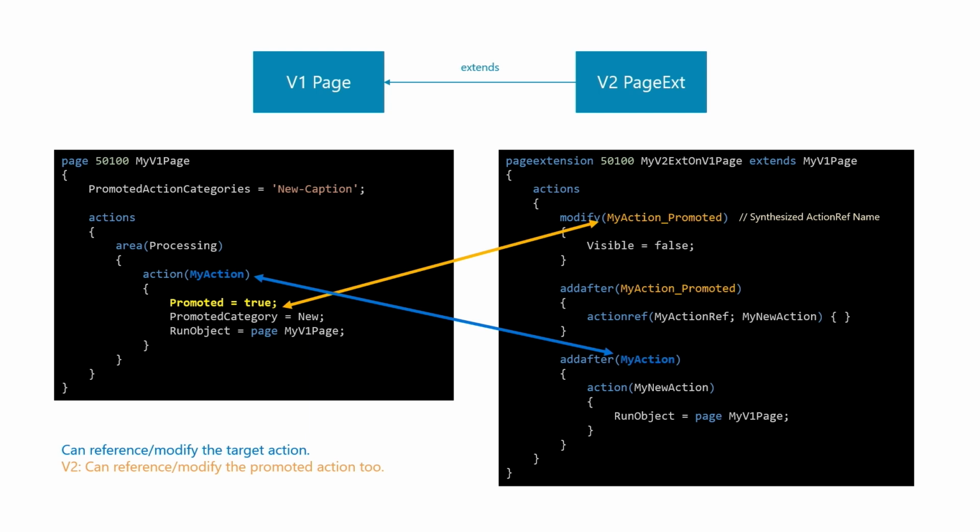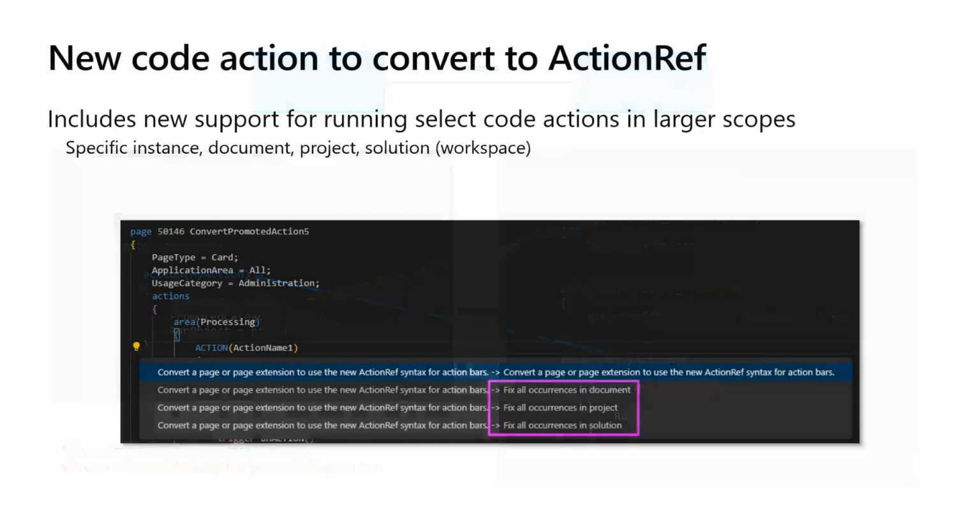And again, that will work completely seamlessly. So all of these combinations ensure that new action refs and promoted area can be uptaken gradually to minimize the impact on all of you with the existing applications. To make life even easier, we also created a code action to convert all of your old models to the new model. And so that's something that you can invoke like a usual code action.